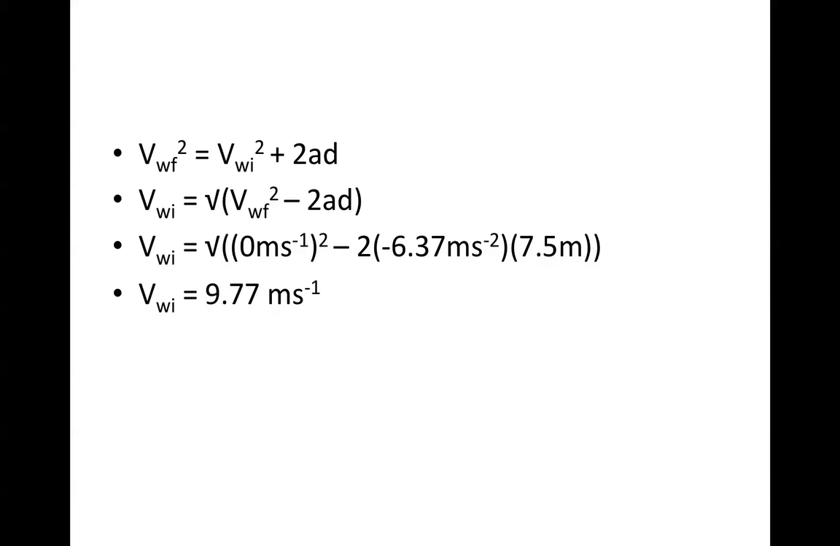We now have all the necessary values for the equation v final squared equals v initial squared plus 2ad. We can rewrite this equation to solve for the initial velocity of the wood such that v initial equals the square root of v final squared minus 2ad. By plugging in all values for v final, acceleration and distance, we find that the initial velocity of the block after impact is 9.77 meters per second.